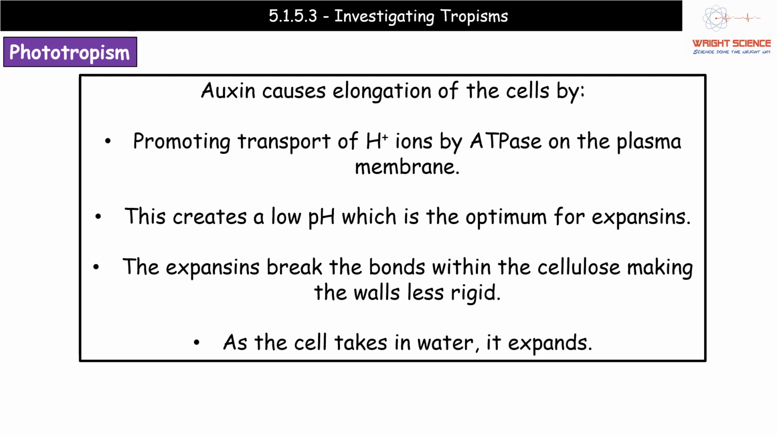What that's going to lead to is a low pH, and that is the optimum pH for these things called expansins. Now, expansins are, as the name suggests, something that can expand. And therefore, what's going to happen is those expansins break the bonds within the cellulose, which is obviously within the cell wall of our plant cells. And because we've broken the bonds within the cellulose, the cell walls are now a little bit more flexible. They're less rigid than they were. As a result of that, water can enter the cell more readily, and so it expands.